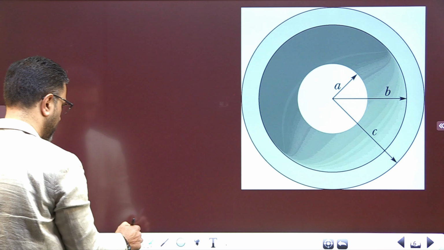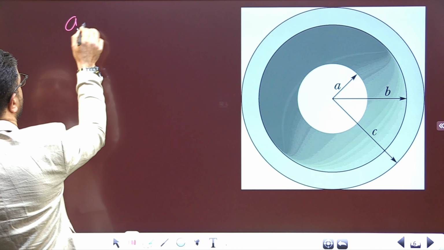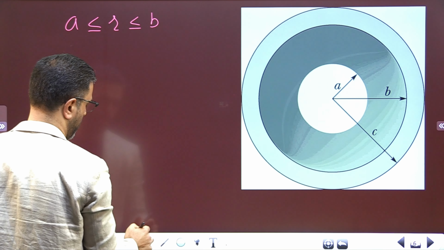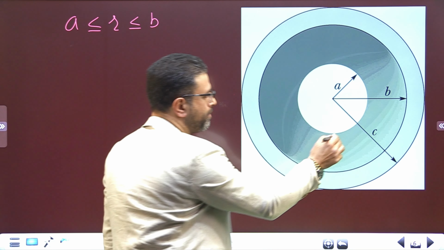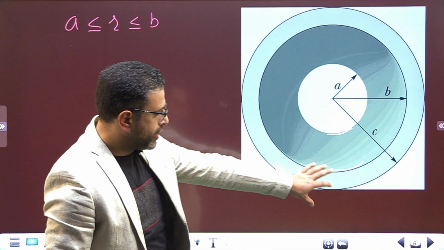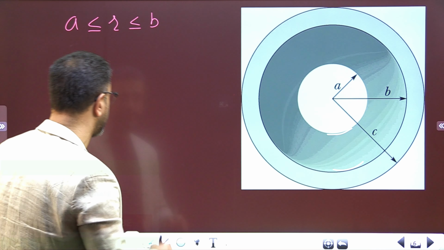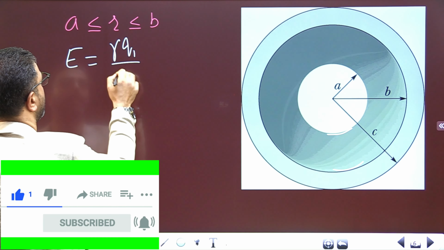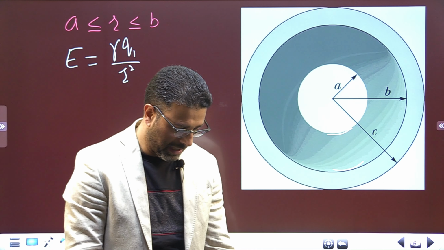So it's done here. At a less or equal to r, less or equal to b, meaning this part from here to here, the shell will not contribute anything to the field. The sphere will behave like a point charge located at its center. So the field will be gamma q1 divided by r square.